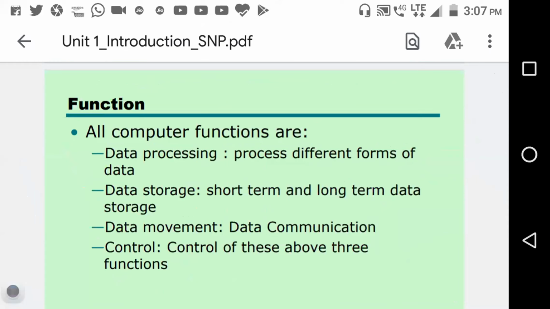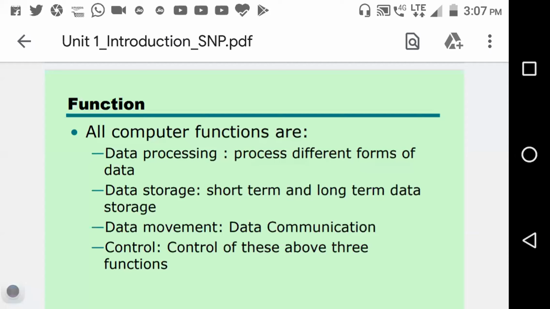Data storage: yesterday we have seen that for data storage, there are different types of memory available, like primary and secondary. And both types of memory have different purposes, for short term and long term data storage. Yesterday we discussed that RAM is short term data storage and hard disk is long term data storage.